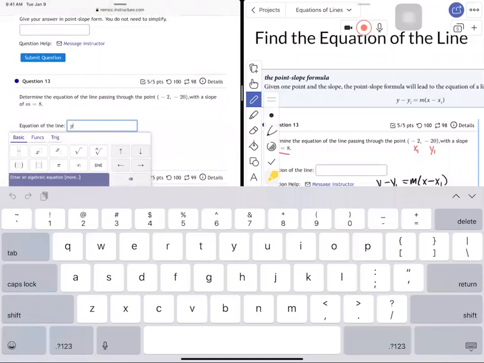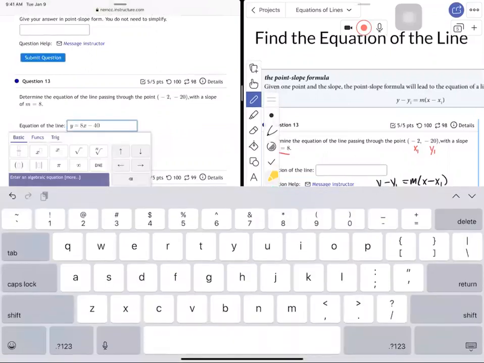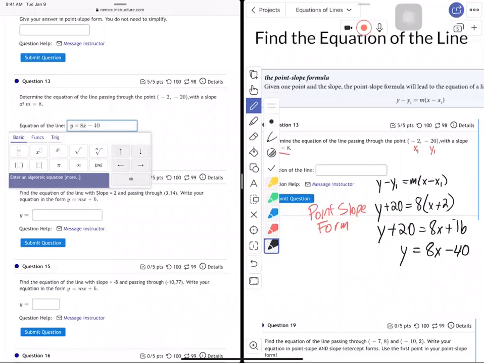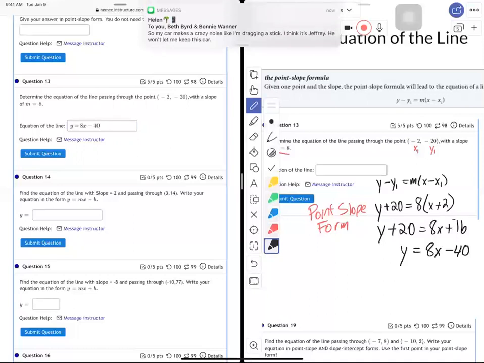And that was y equals, and my keyboard's covered up the rest of it, so I'll double check it before I enter it, but I think it was 8x minus 4, 40. That would have been bad. Okay, and see again, I'm not even touching near the box, but it's still kind of picking it up. So be careful where you click.